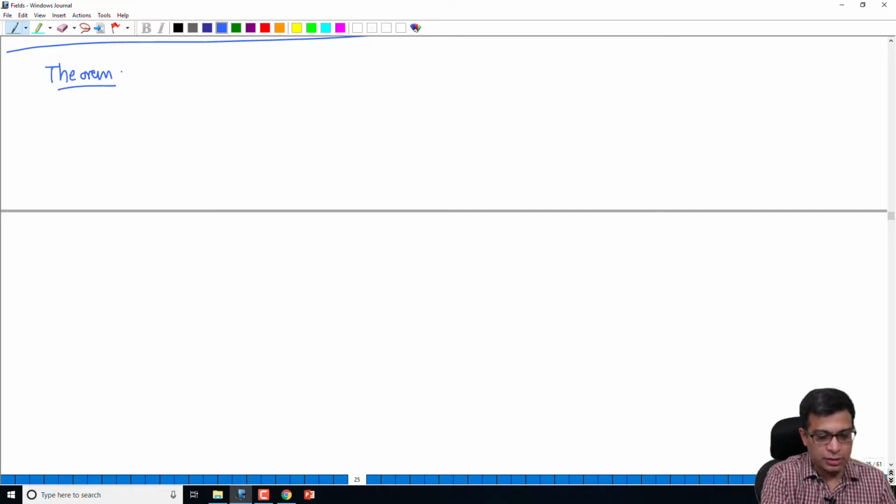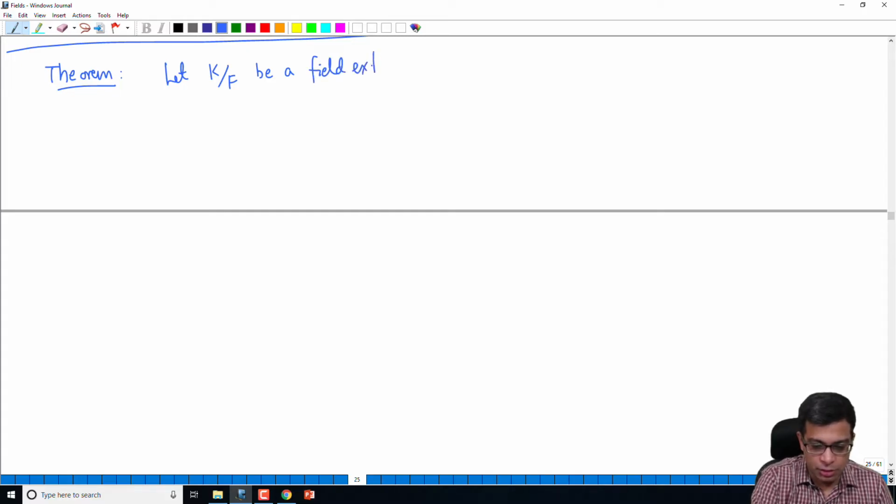This is how we can explain why the same word degree is used. So let's say K over F is a field extension. As always, remember our objects of study in this field theory part is field extensions. So let K over F be a field extension. Let alpha be an element of K. So we are going to consider the subfield F alpha.